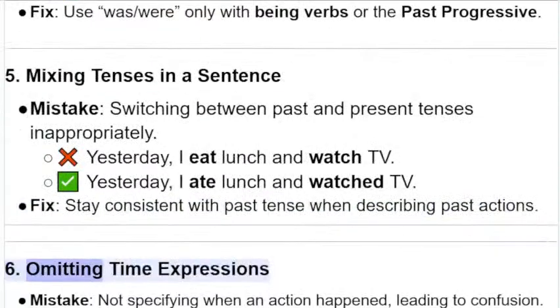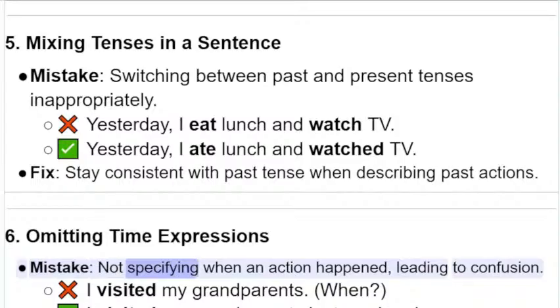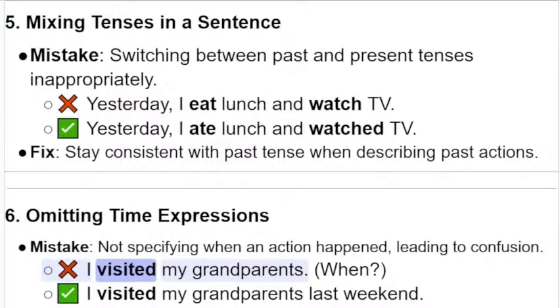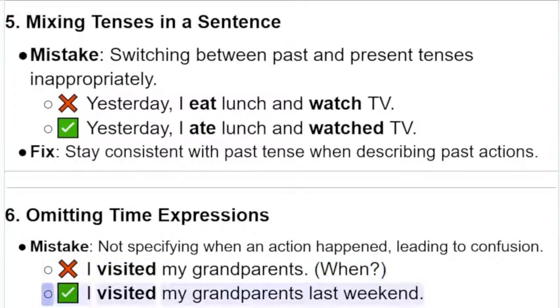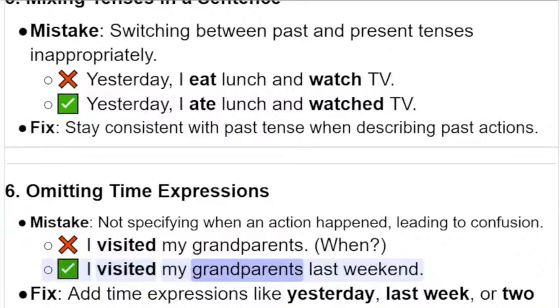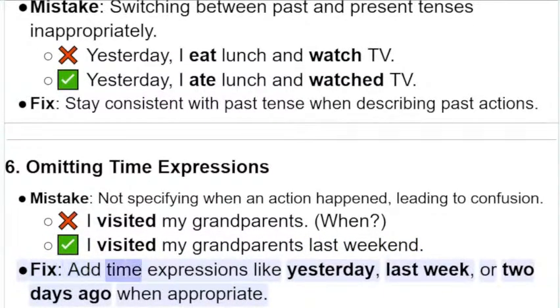6. Omitting time expressions. Mistake: not specifying when an action happened, leading to confusion. I visited my grandparents. When? I visited my grandparents last weekend. Fix: add time expressions like yesterday, last week, or 2 days ago when appropriate.